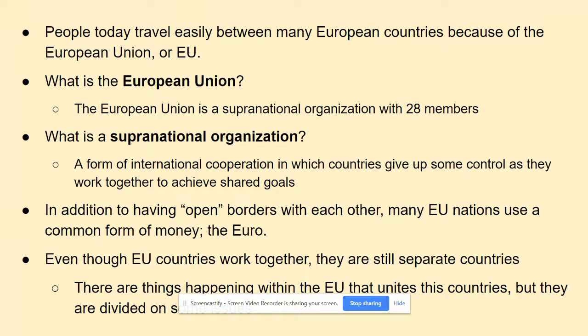What we're really focusing on in this chapter is that there are things happening within the EU that bring people together and unite them, but there are also things that divide and separate countries. So there's good and bad, positive and negative, and in order for the EU to sustain itself in the future, there has to be balance between these two things.